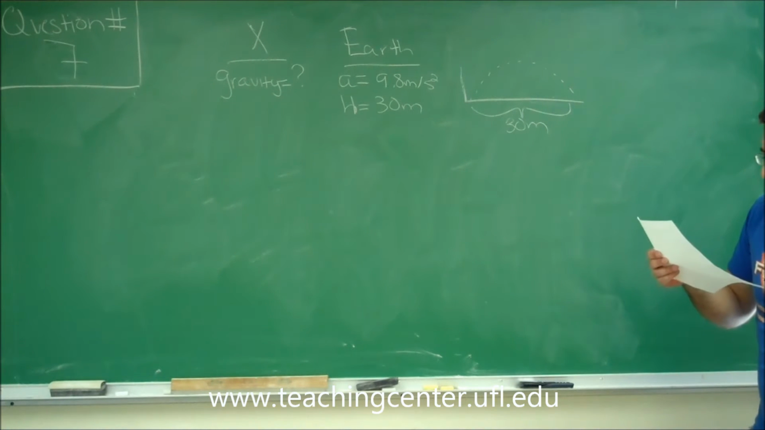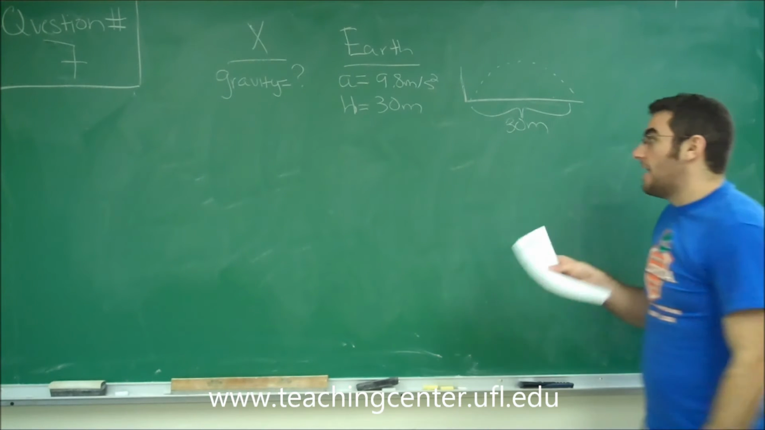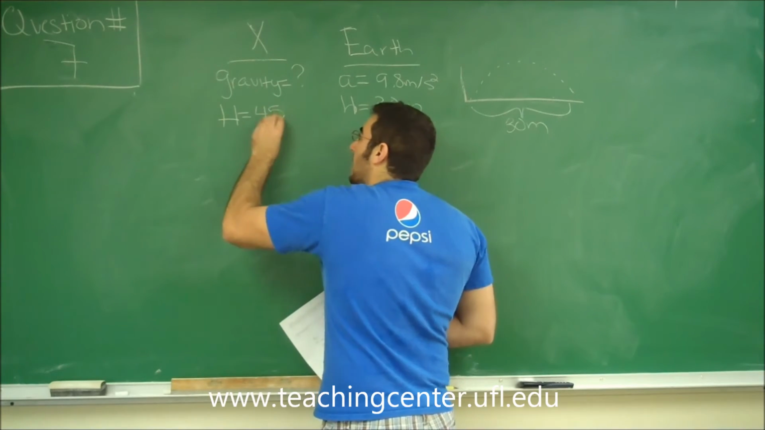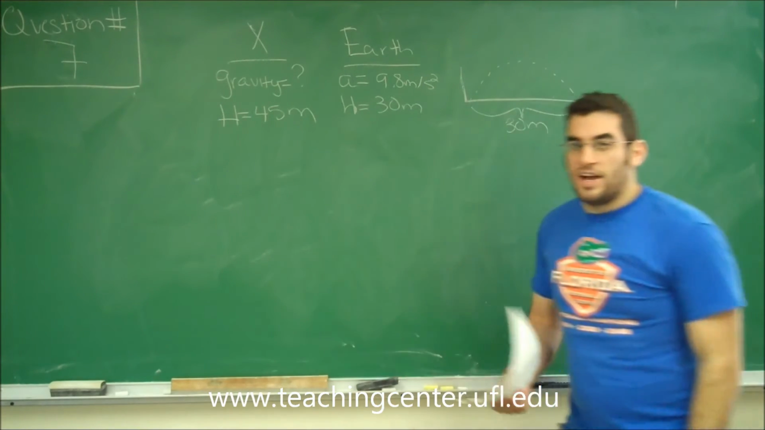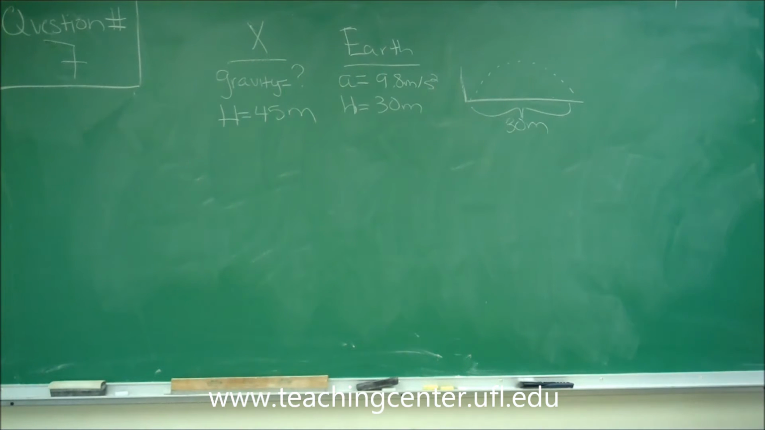And it says, however, when you go on planet X, she performs the same experiment and finds that the dart gun shoots at a maximum distance of 45 meters. And the question wants you to find out what the gravity is on planet X.